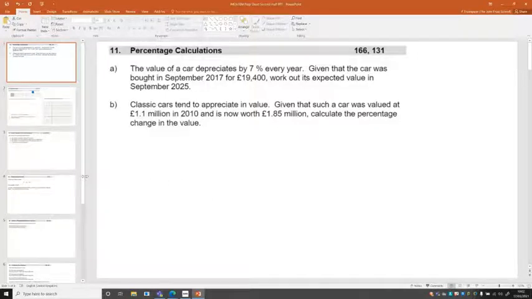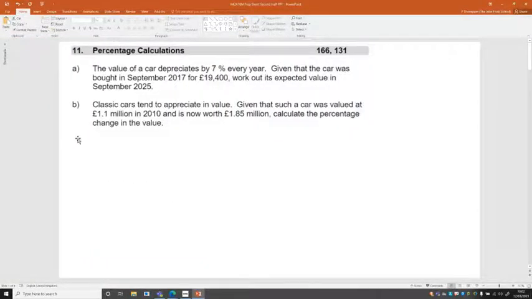Hey everyone, so this is the second half of the paper 2 prep sheet. Go for this first one then, all right, percentage calculations, just by knowing the basics here.